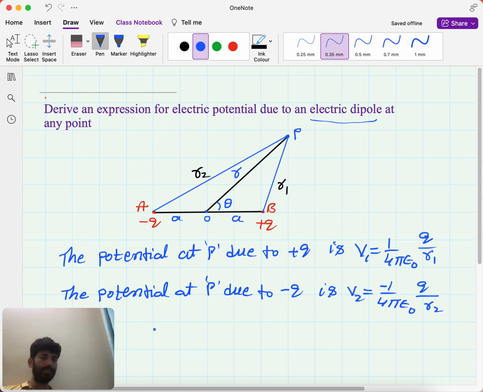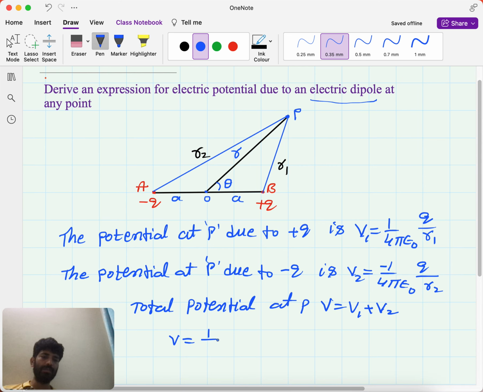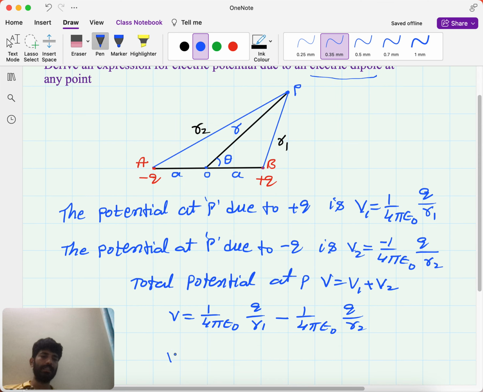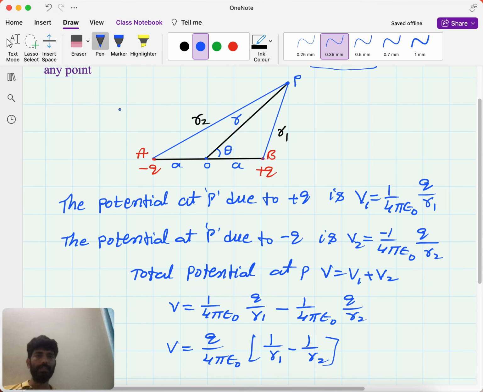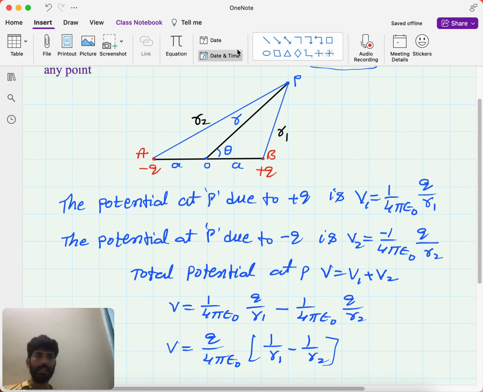Now what is the total potential at point P? Total potential at P, V is equal to V1 plus V2. So V is equal to 1 by 4 pi epsilon naught q by r1 minus 1 by 4 pi epsilon naught q by r2. Now we can take the common term q by 4 pi epsilon naught out, into 1 by r1 minus 1 by r2. Actually we don't know what r1 and r2 are, so we need to calculate them. We'll extend this line here.